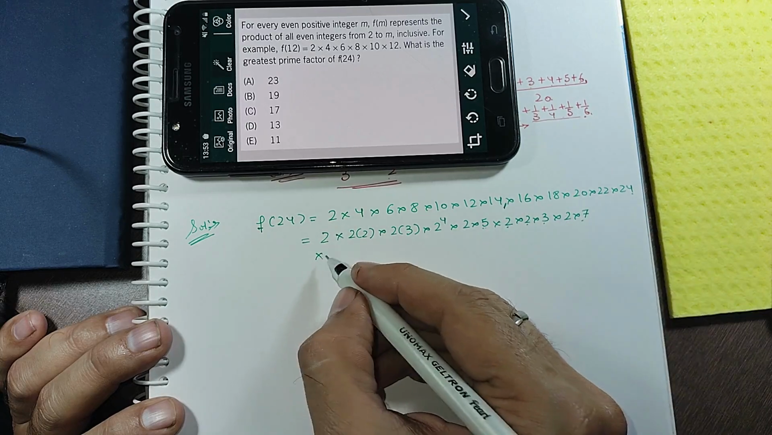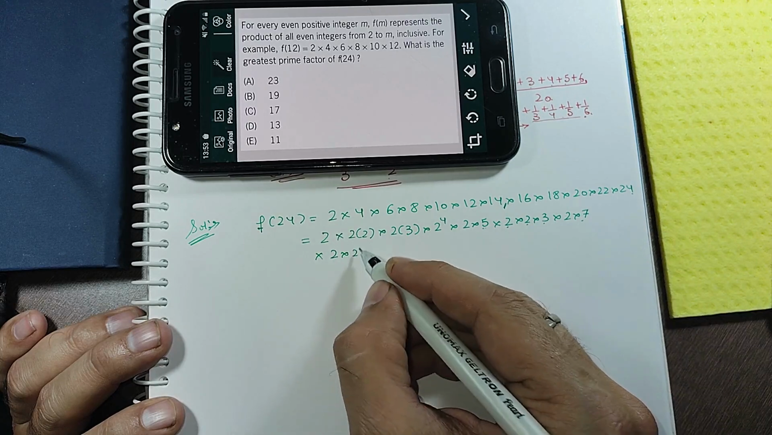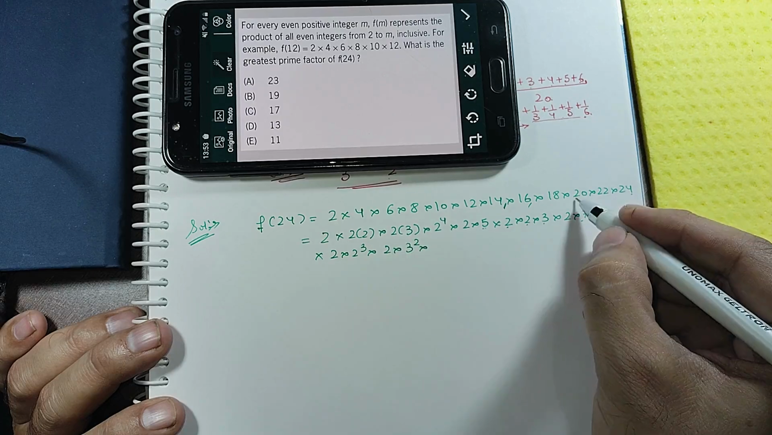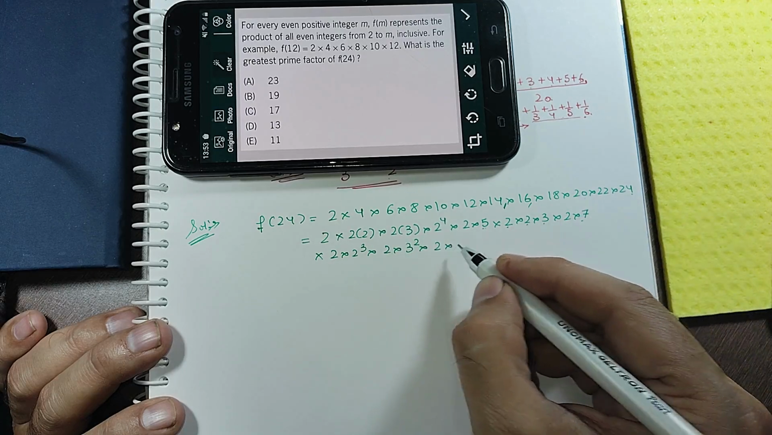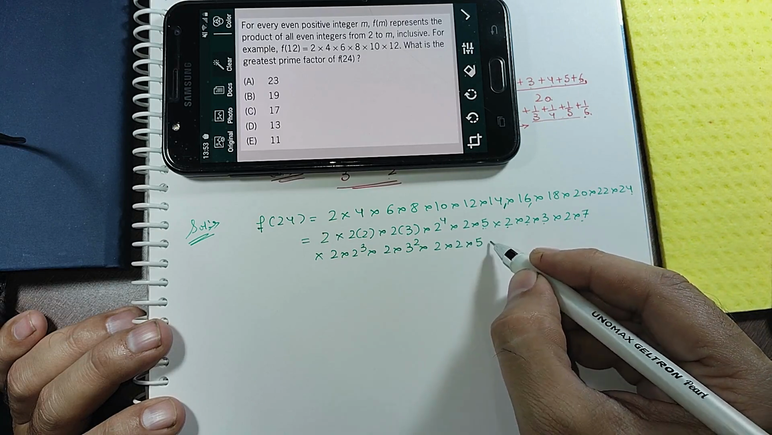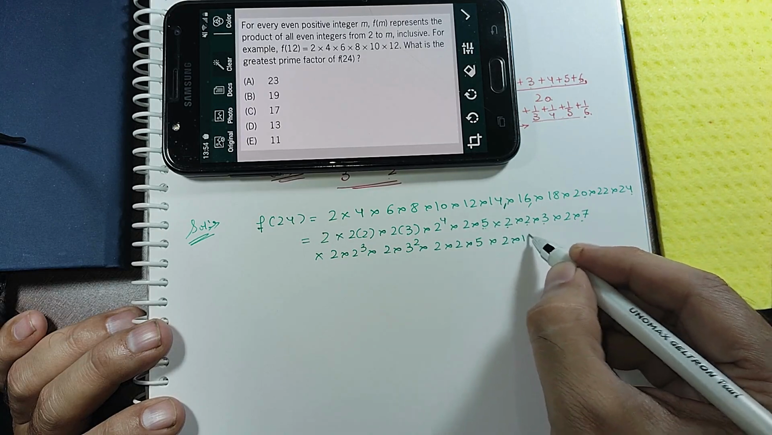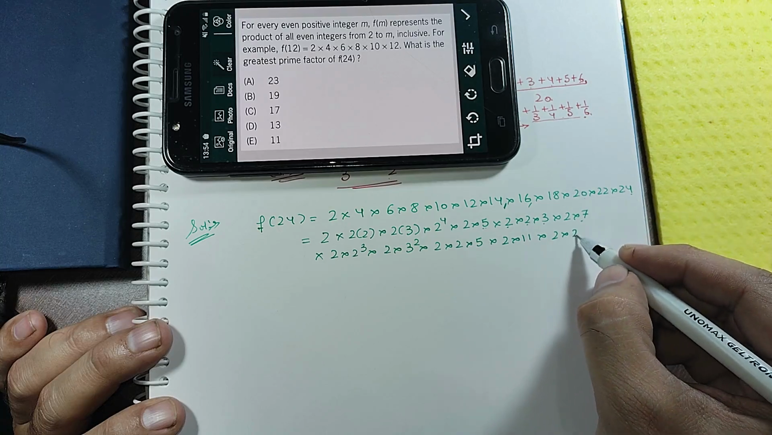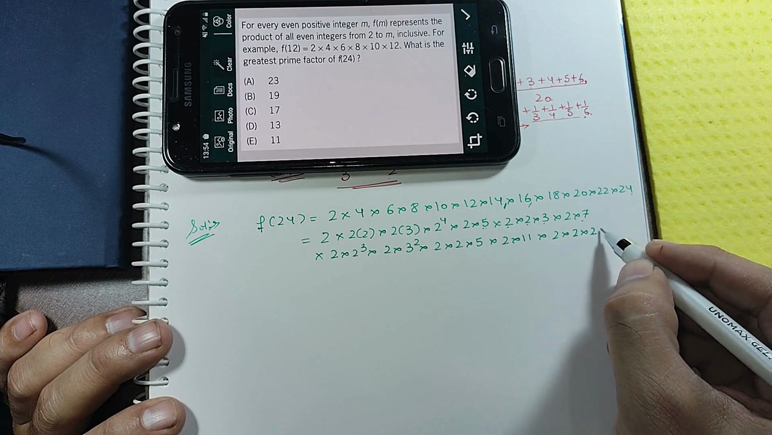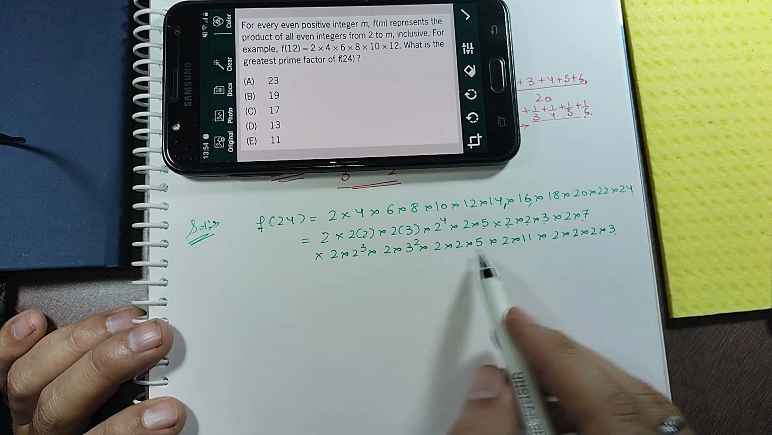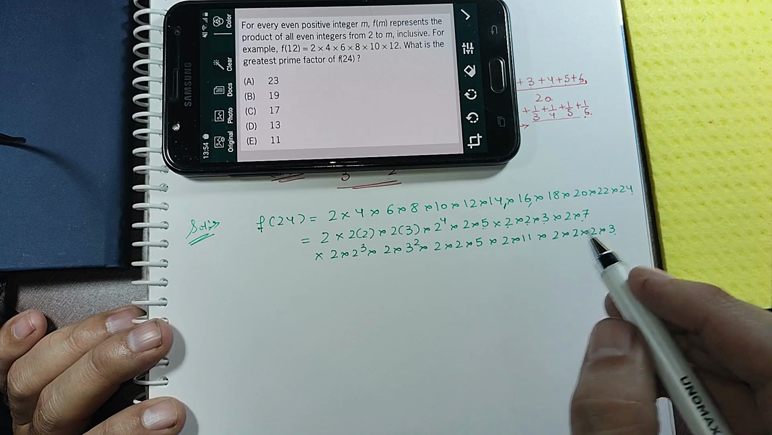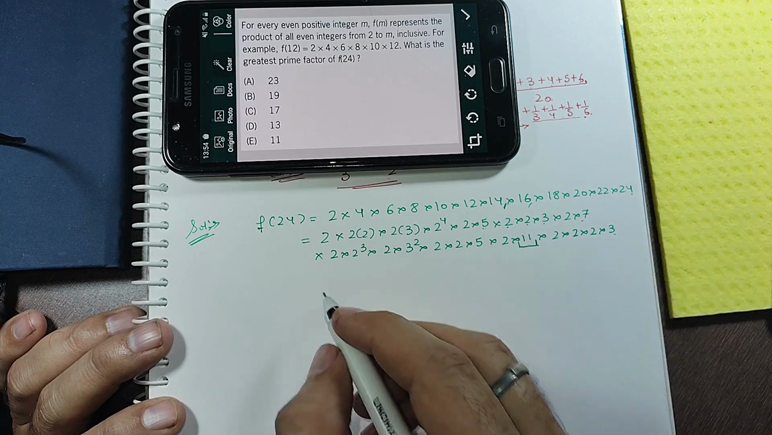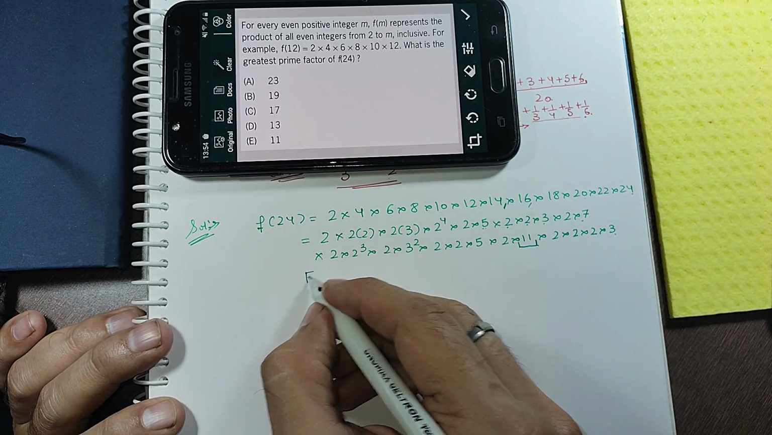Now moving to 16, this is 2 raised to power 4. 18 is 2 into 3 square. 20 is 2 into 2 into 5. 22 can be written as 2 into 11. And the last is 24, which is 2 into 2 into 2 into 3. Now we have prime factorized all of them. So the greatest prime factor available to us is 11. So 11 is the greatest prime factor of f of 24, and the right option for this will be option number E.